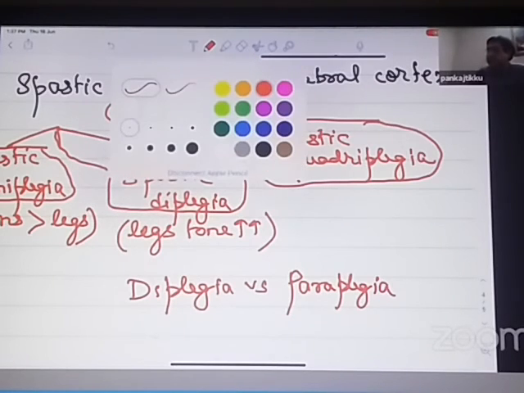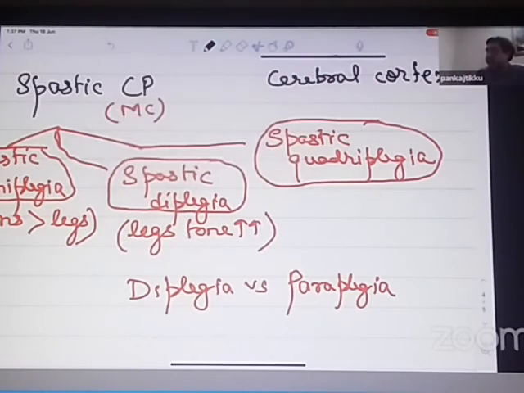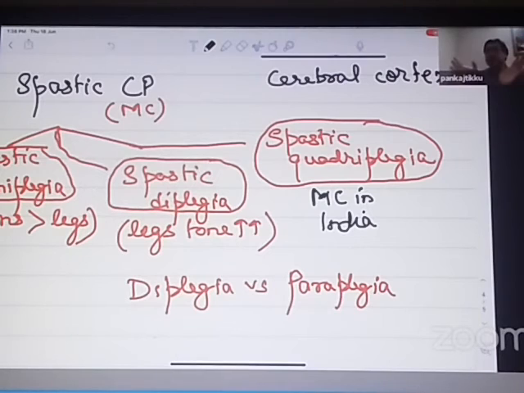So which type of cerebral palsy is usually most commonly seen in India? Most commonly seen in India possibly is spastic quadriplegia. There has been again a lot of debate on this, and some books mention spastic diplegia, some books mention spastic quadriplegia. But I think you can remember spastic quadriplegia is the type of cerebral palsy that possibly is the most commonly seen in India.